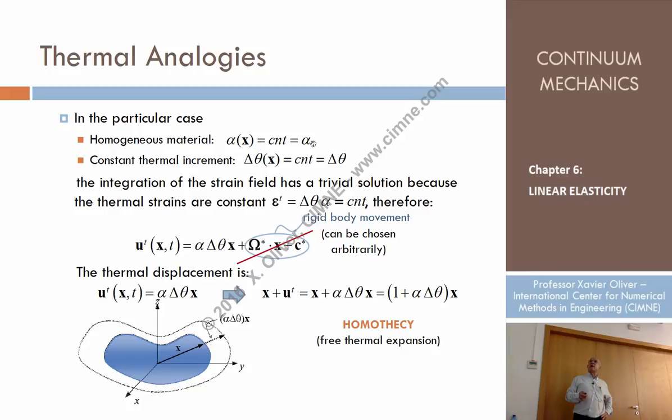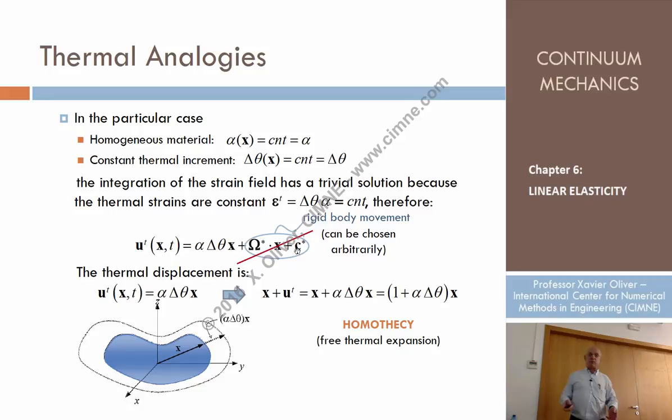In that case, the thermal strains are constant everywhere. And then the solution for the thermal strains is trivial. I anticipate that the solution is alpha delta theta times x, that's the thermal part, plus something. What is this something? That is the general expression of a rigid body motion. That is the displacement, c, and omega is the rotation vector coming from a rigid body rotation, characterized by a vector whose components, the axial vector, are placed properly into this skew symmetric tensor, multiplied times x, plus c. This is the expression of a rigid body movement.